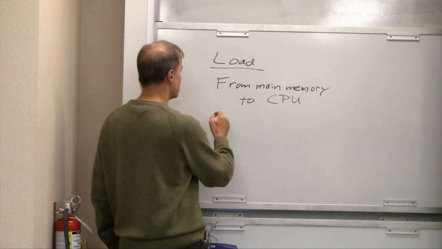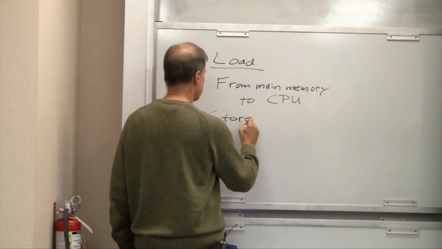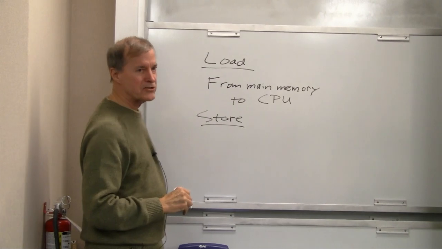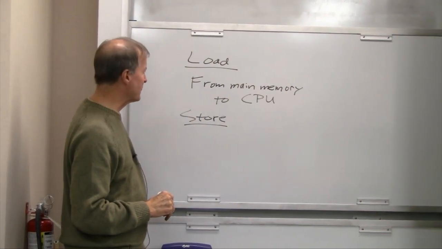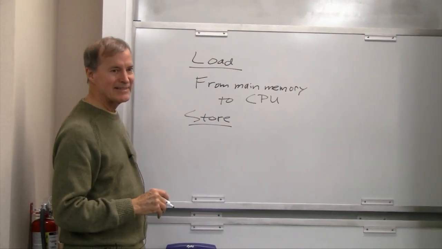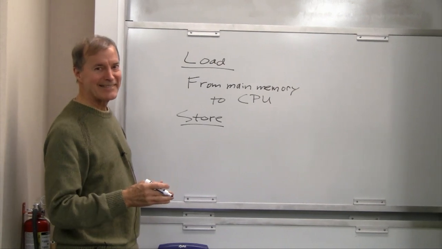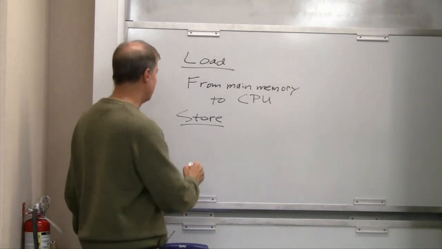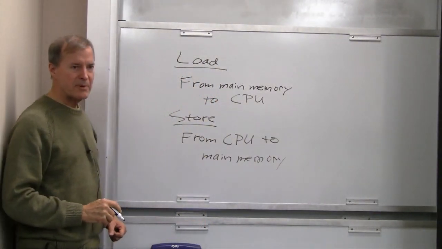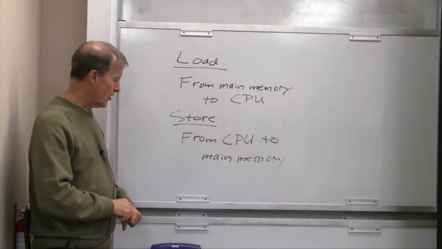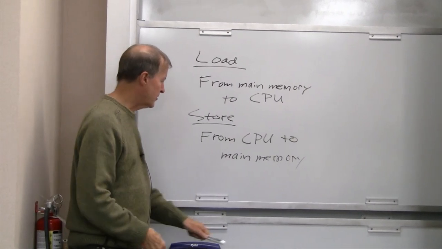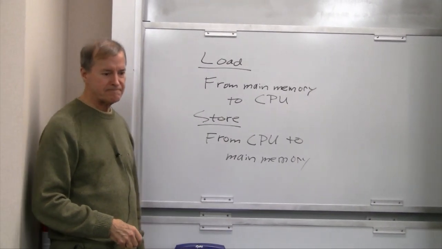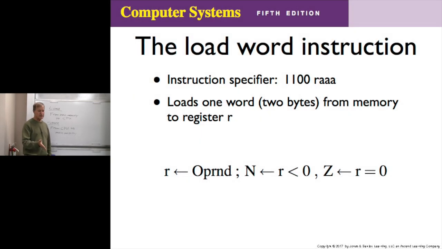So here's load and here's store. And so what do you suppose? If load is from main memory to the CPU, store is probably what? From the CPU to main memory. So remember this: load from main memory to CPU, store from CPU to main memory. Now here is our next instruction, the load word instruction. This is the load word instruction. A word in PEP9 is 2 bytes.